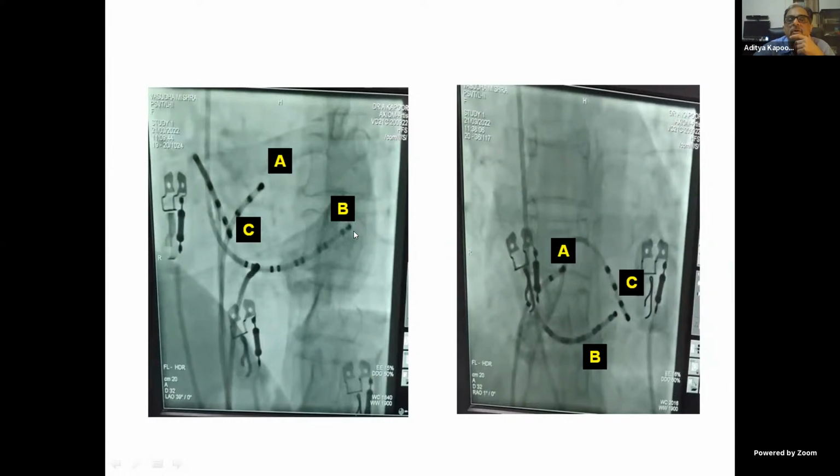Yes. So in the LAO, it is crossing the spine, and as you rightly said, mostly we place a decapolar in the CS, but sometimes people may place a decapolar in the His, they may place a decapolar in the RV, but it's not usually by the decapolar, but the fact that in the LAO view, while you're coming from above the jugular, the thing is crossing the spine. And these are the distal electrodes, right? And these are the middle electrodes, these are the proximal electrodes. So this is 1, 2, 3, 4, 5, 6, 7, 8, 9, 10. So that is how it is positioned.